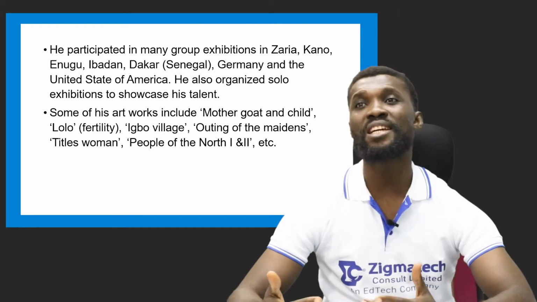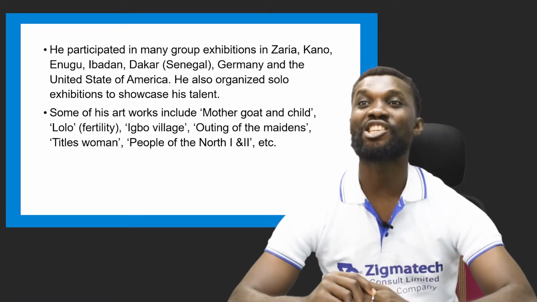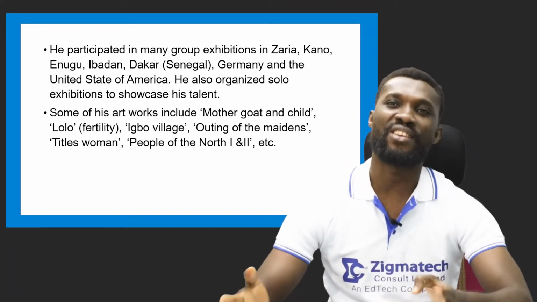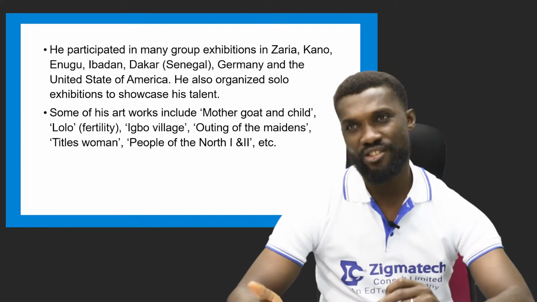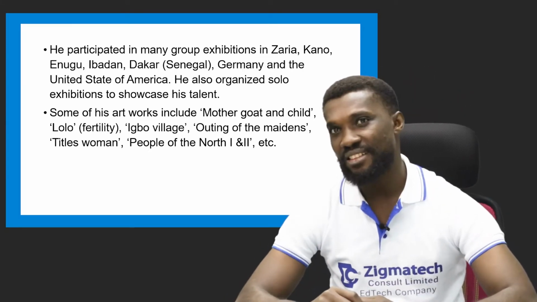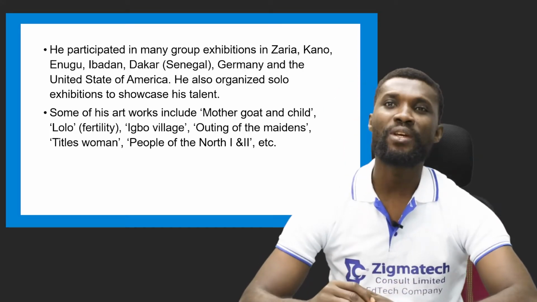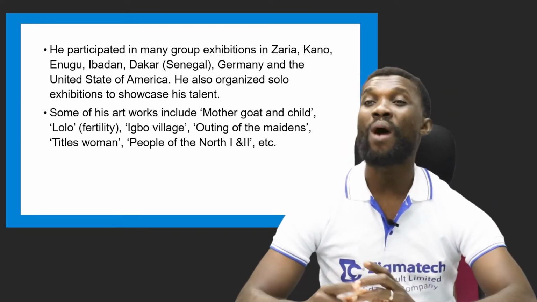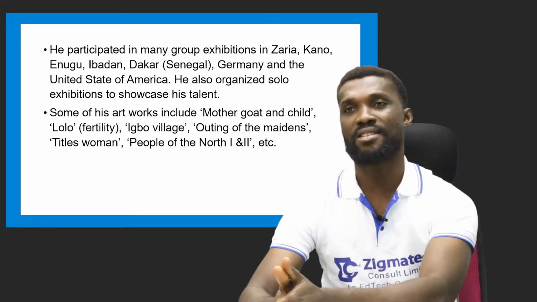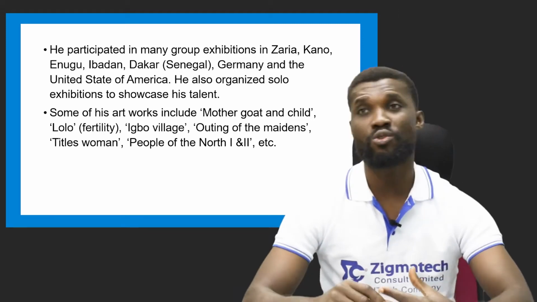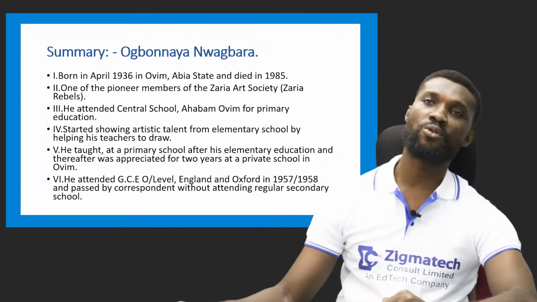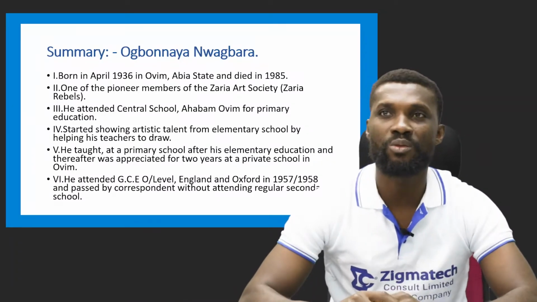Some of his artworks include Mother Goat and the Child. He also painted Lolo, which is about fertility. He painted the Igbo village. He also painted the outing of the Medians, titled Women. He also painted People of the North 1 and 2, which means he painted this in different parts. His works are all over the internet, so you can go and do a quick rundown on Mwamara.